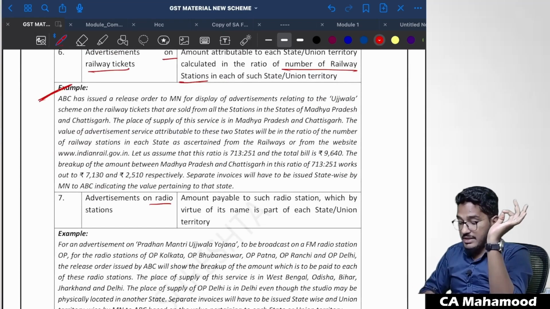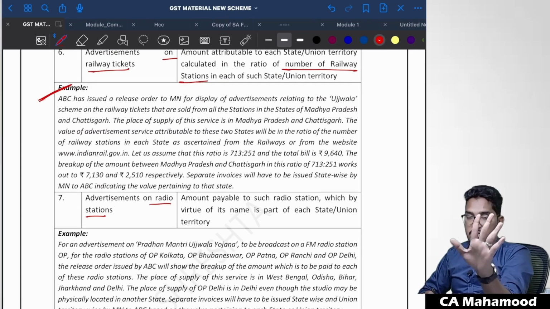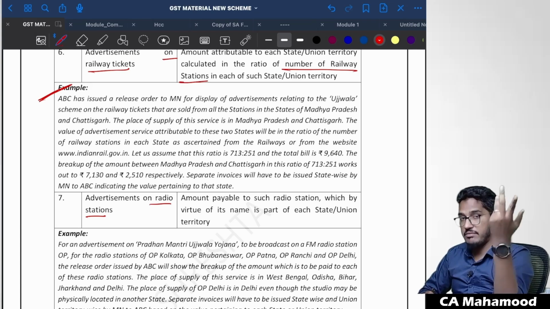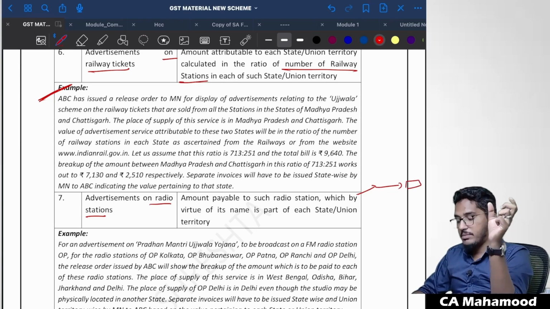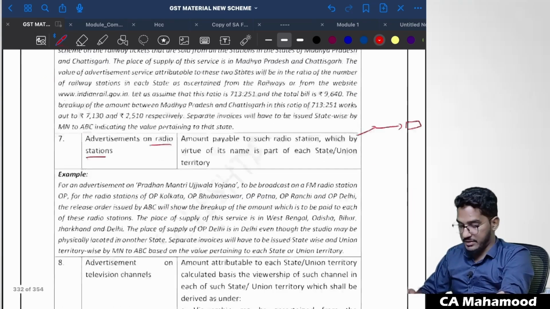Sir, what if the advertisement is happening on radio stations? You have to divide it on the basis of amount. Simply on the basis of amount. Like the way we have done for newspapers, we have done for hoardings and all. You have to determine for all the radio stations in one state what is the total amount, and for that amount, the place of supply will be the respective state.